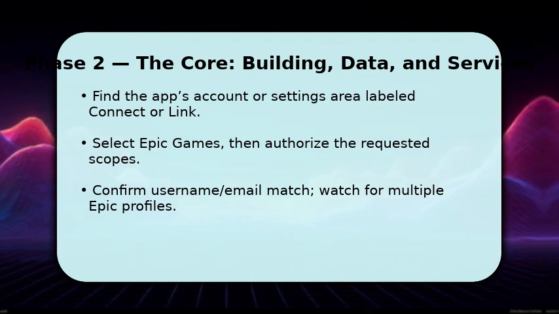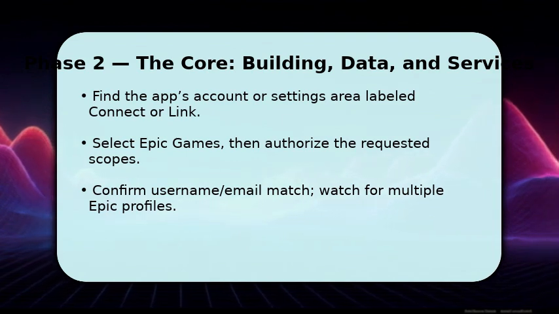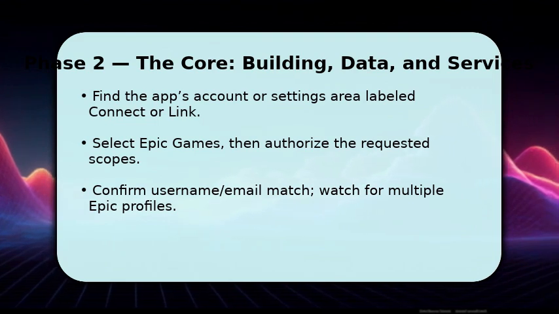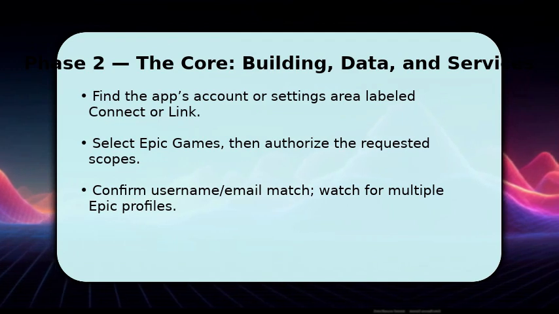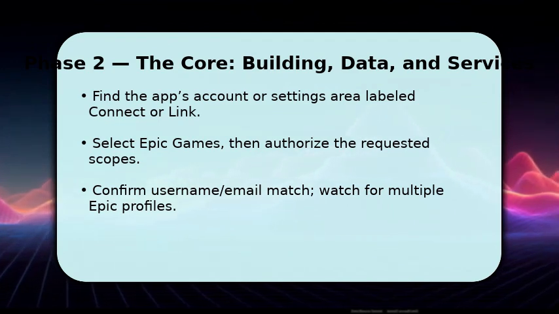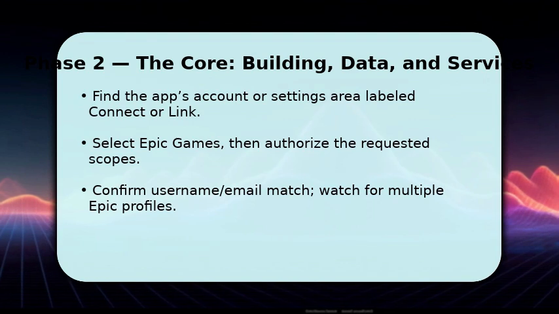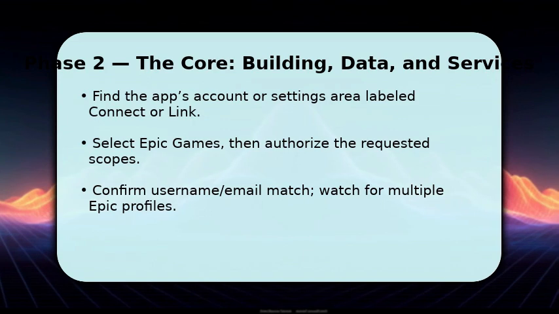When the Epic authorization page appears, read requested scopes and accept only necessary permissions. This prevents oversharing. If prompted, re-enter your Epic credentials and complete two-factor verification. This proves it's you. Once authorized, the app will confirm the connection. Make sure the displayed Epic username or email matches your intended account, because some people have more than one profile.